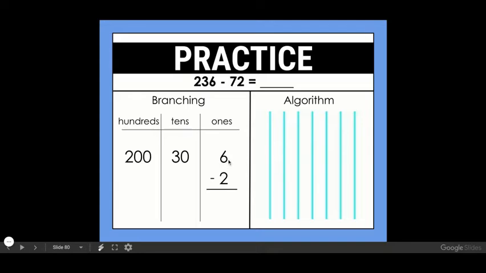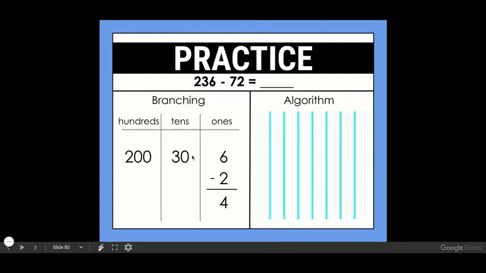Let's think about our chant more on the top. No need to stop. So that means I can just go ahead and subtract. If I have 6 of something, I can give 2 of them away. So 6 minus 2 is equal to 4. Now let's move on to our tens.